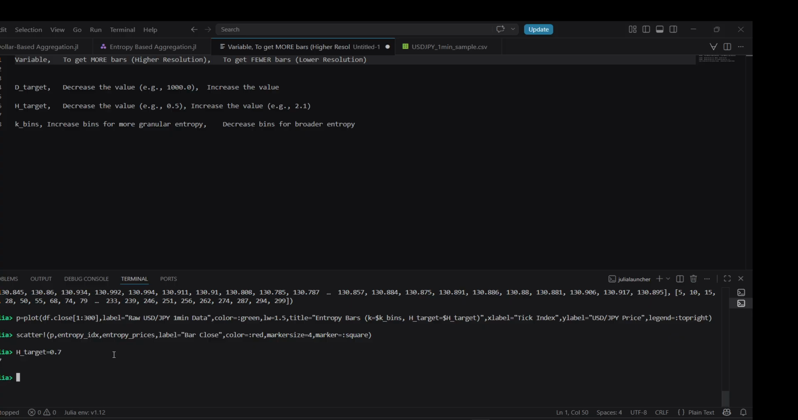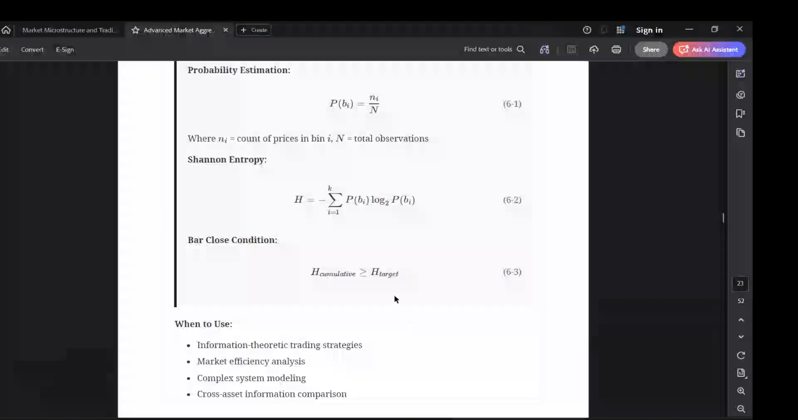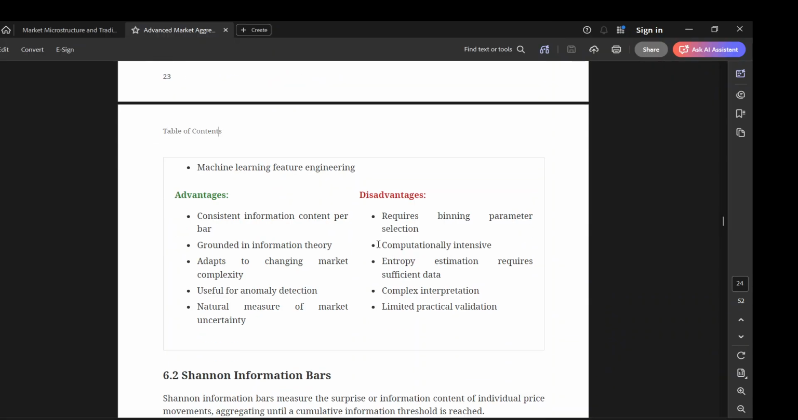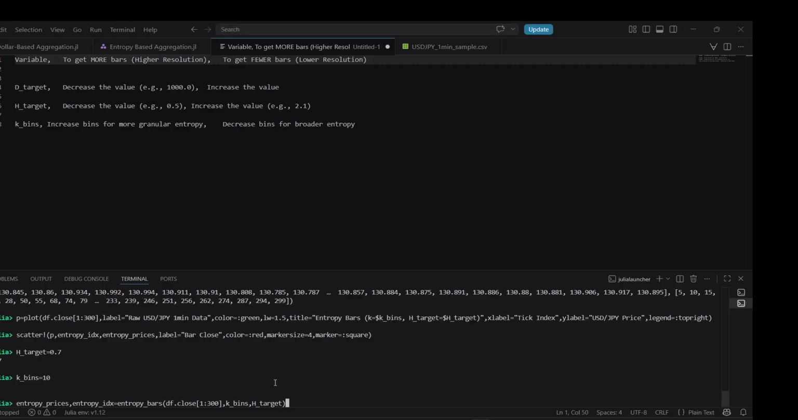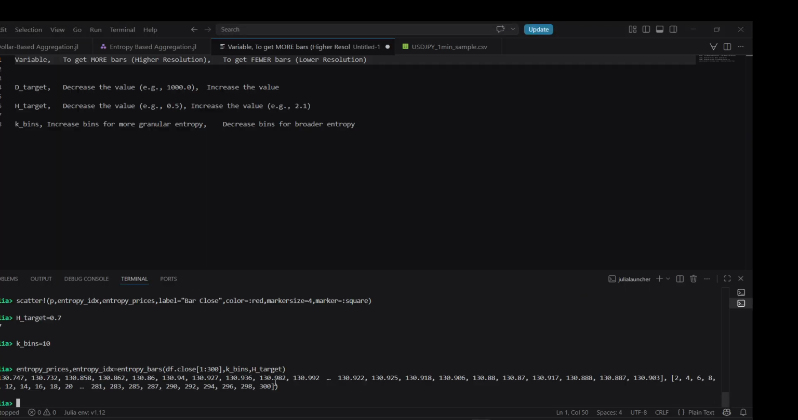0.7 is going to be our Shannon entropy target, and our k bins, we're going to split our data into 10 bins, and we're going to run the data from the first index to the 300th index, because the aggregation is computationally expensive. If I try to run it on all my data, I'll be sitting there the whole day waiting for it to compute, right?